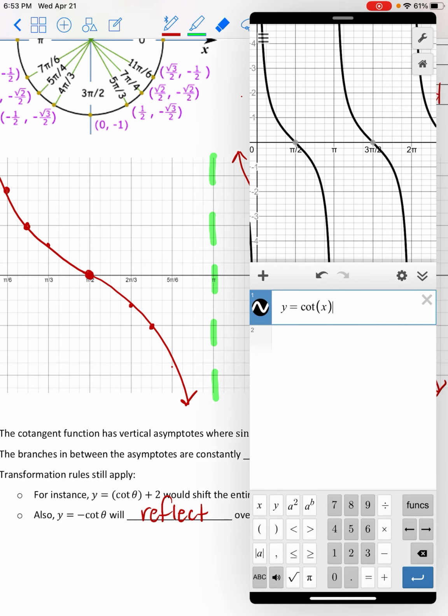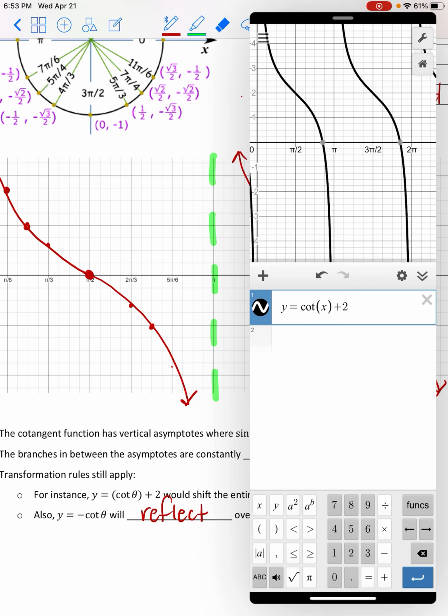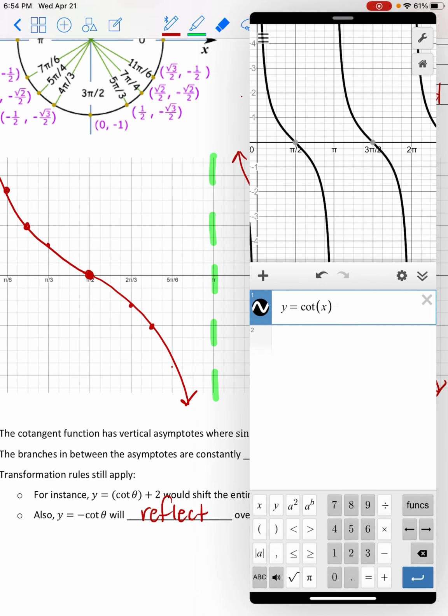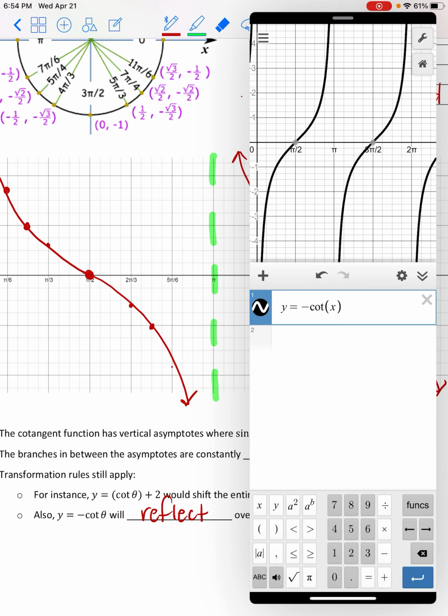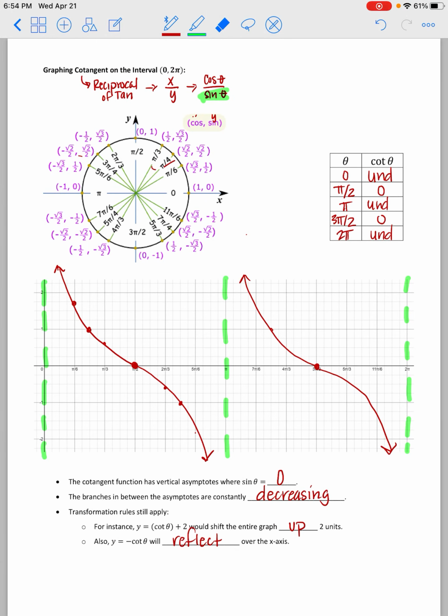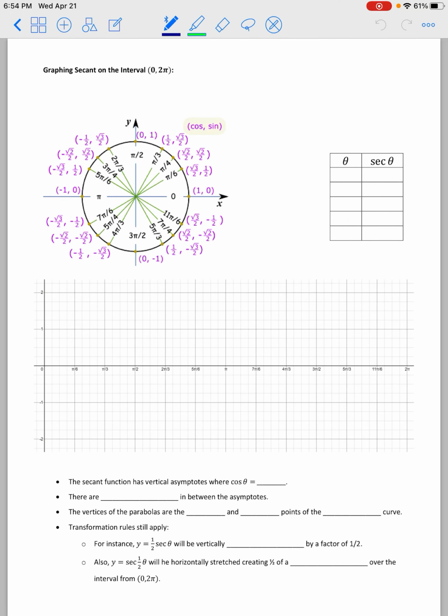So let's just see. If I took my cotangent of x and then I added 2, then you can see that sort of inflection point has shifted up to 2. Okay? So everything just shifts up 2. Or if I take that away and I stick a negative here, then everything's upside down. Reflected over the x-axis. So the normal transformation rules still apply. All right? So now we've got tangent with asymptotes and branches that increase, and cotangent has asymptotes and branches that decrease. Next, we've got secant.